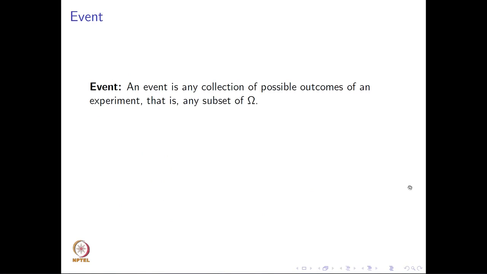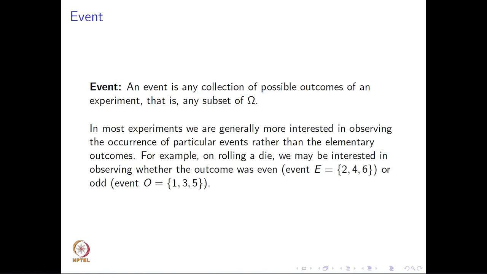The next concept we look at is that of an event. An event is any collection of possible outcomes of an experiment, that is, any subset of the sample space. The reason why events are important to us is because, in general, when we conduct an experiment, we are not really that interested in the elementary outcomes. Rather, we are more interested in some subsets of the elementary outcomes.